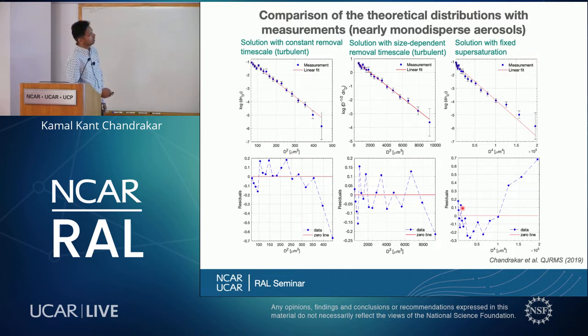For the last case, the solution with fixed supersaturation, the residuals are large, and the tail is broad. The measurement is slightly broader than the theoretical shape. So that means the supersaturation fluctuation, as well as the size-dependent removal, is important for determining the shape of the droplet size distribution in this case.